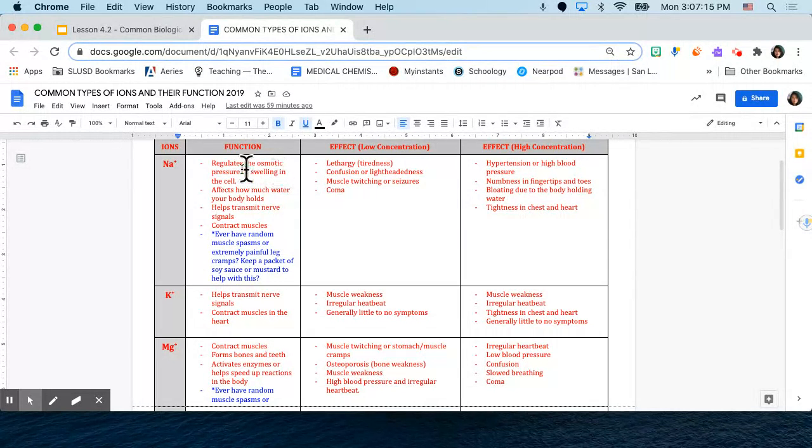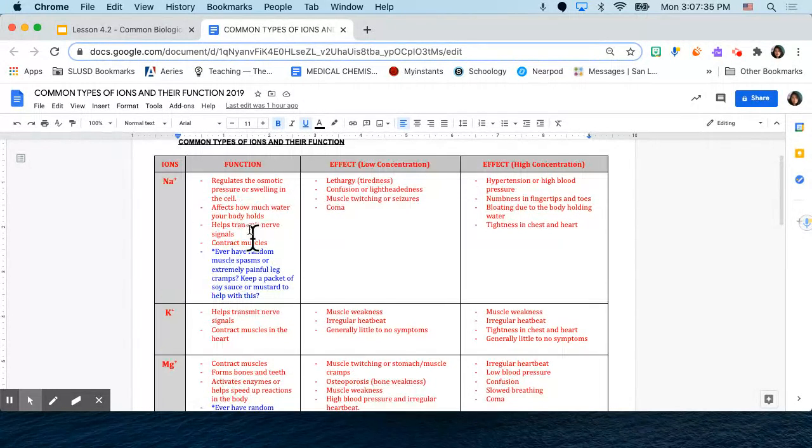Or swelling in the cell. So if you have too much or too little sodium, you might notice swelling in the cell. Basically what that means in the formal term in science, we call osmotic pressure. So the second column is just the function. Here in the third column, these are the effects or symptoms you might experience if you have too low a concentration or not enough of this ion in your body.